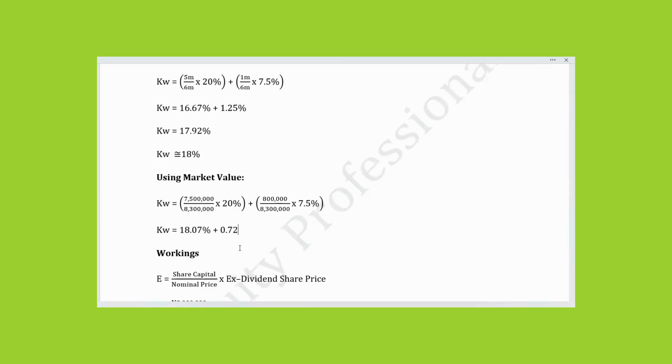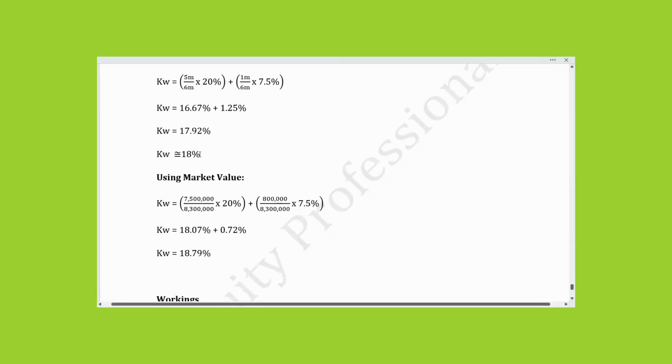That will be 18 point what? 18.79%. Approximately 19%. So at all times, WACC using market value will always be higher than the WACC using the book value, because the market value represents the current market information. It reflects the market information. That's why WACC using market value will always be higher than the book value.